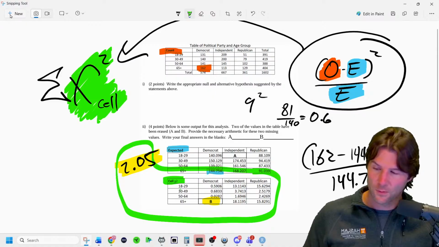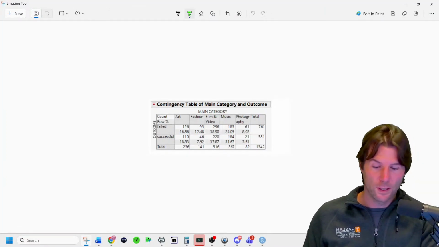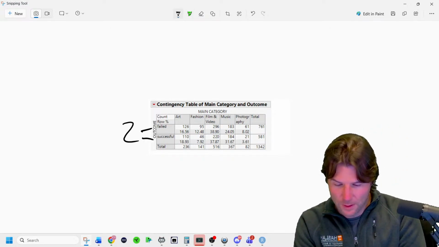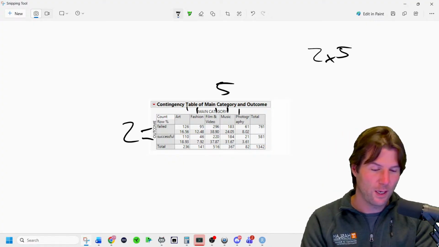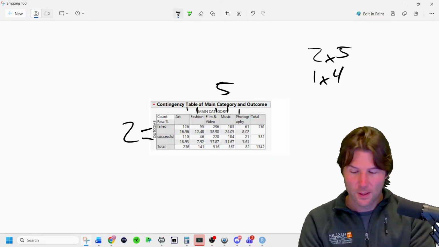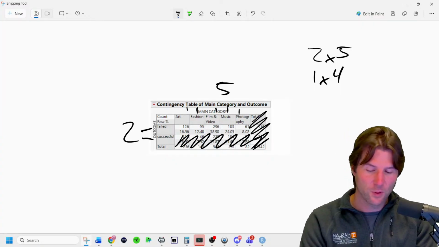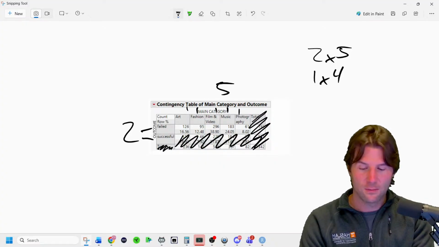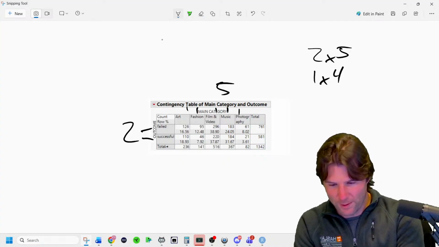So to solve the degrees of freedom on this, we simply go right here, and we ask, well, what is this? It's a 2 by 5. Since it's a 2 by 5, you simply reduce by 1 and do 1 times 4. There's also tricks where you can delete 1 row and 1 column. What's important to note here is I'm deleting the totals. You don't use the totals.